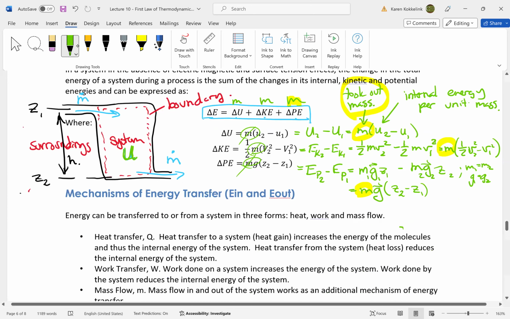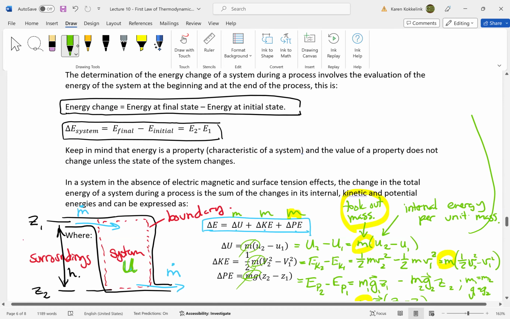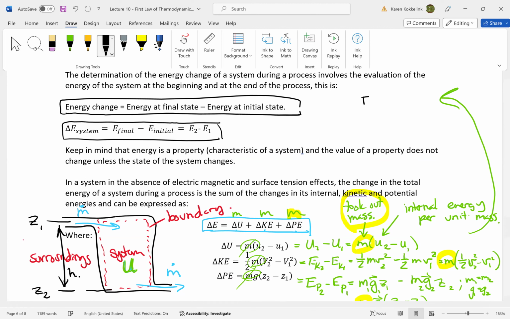So I can illustrate how that happens, and I'm just going to illustrate that up here where I have some room, and you'll see why I wanted to take out those mass terms. E in equals E out is another way of saying the first law energy balance. It doesn't matter which way you prefer to say it. I prefer to say it this way. So the internal energy in plus kinetic energy in plus potential energy in equals the internal energy out plus kinetic energy out plus potential energy out.